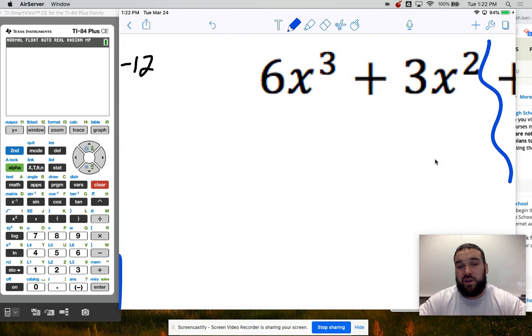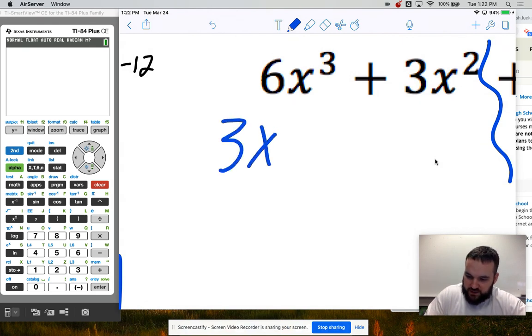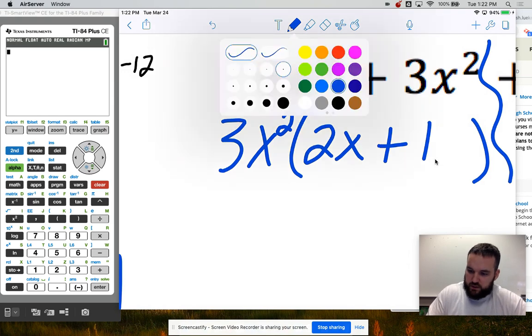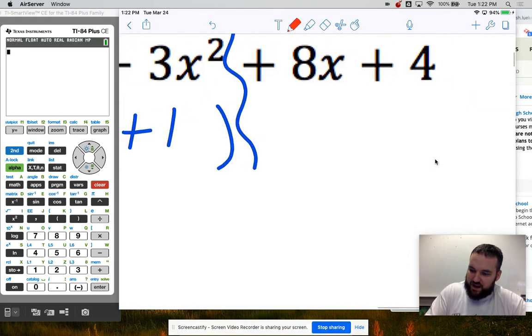I'm going to say, all right, what do the first two terms have in common? Well, I can divide by 3, and I can take x squared from both of those, which would leave me with 2x plus 1. 3 divided by 3 is 1, but I take both x's out as part of the GCF. So it's just 2x plus 1 in the parentheses. Now I'm ready to move to the second half.